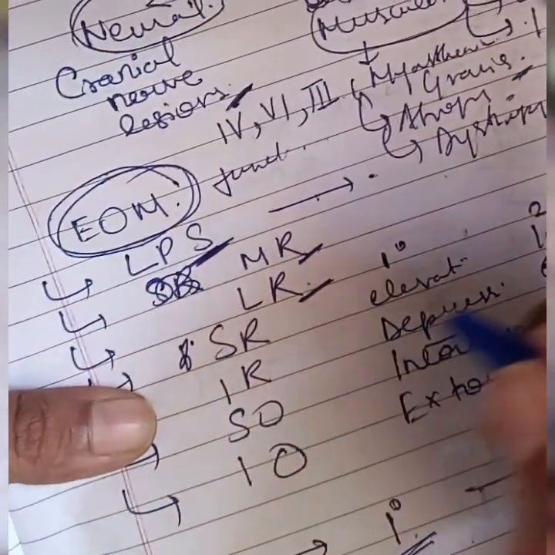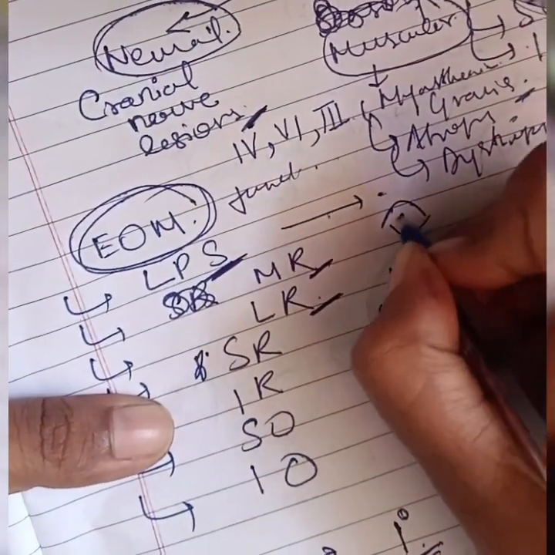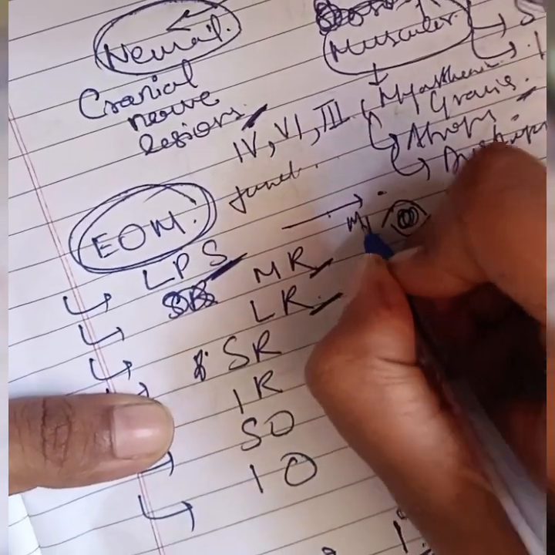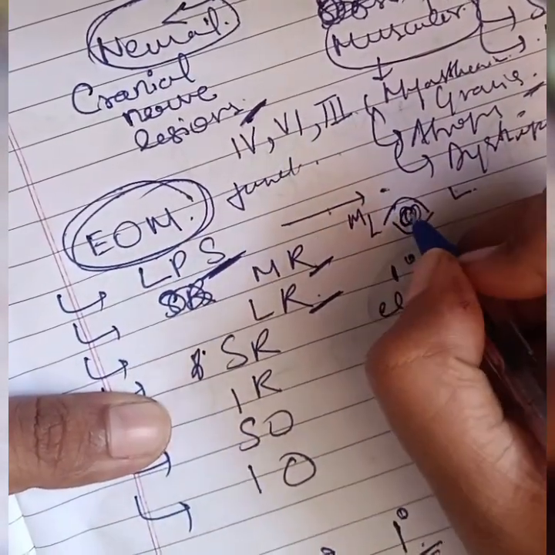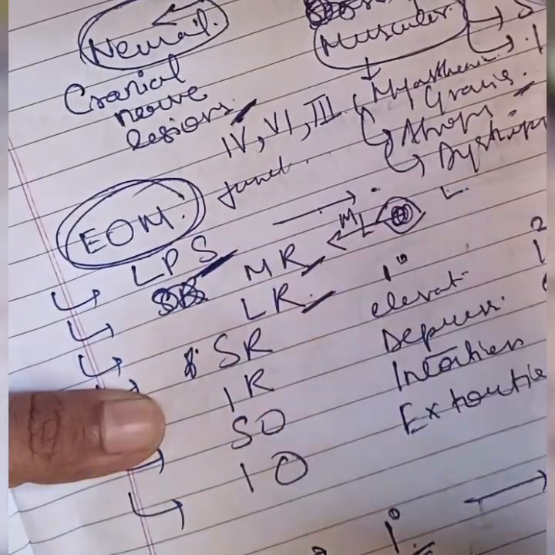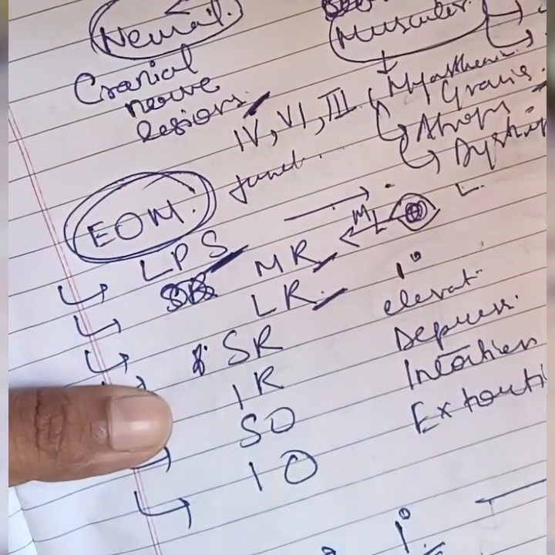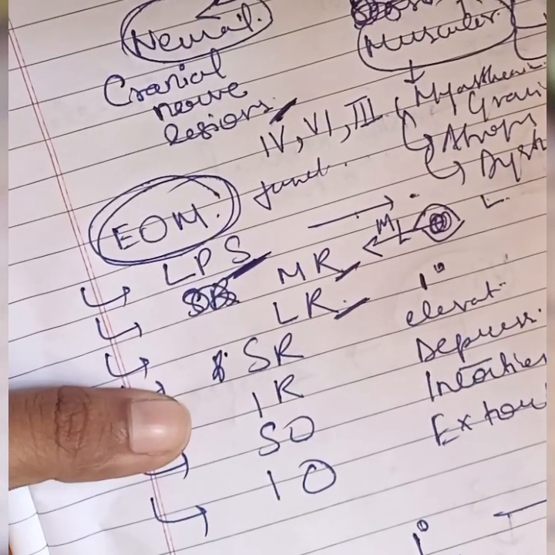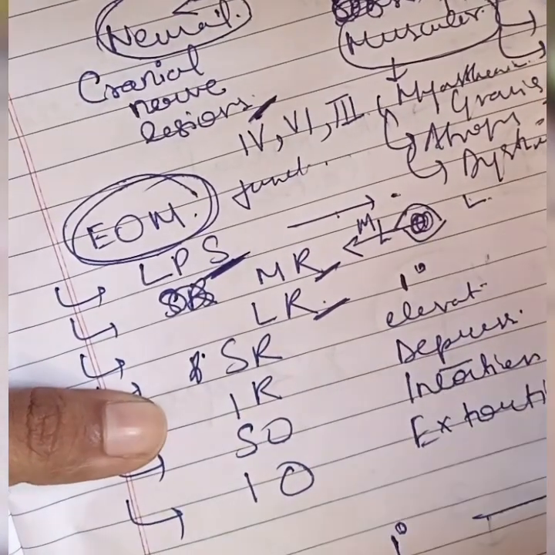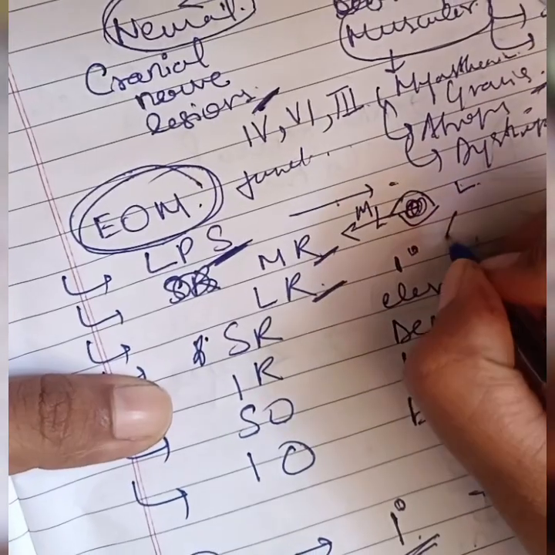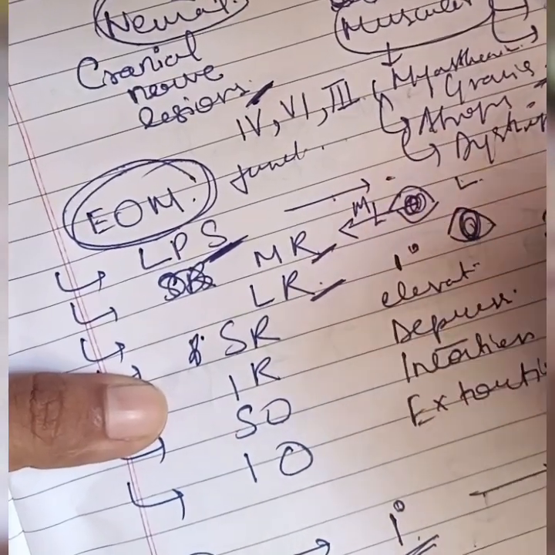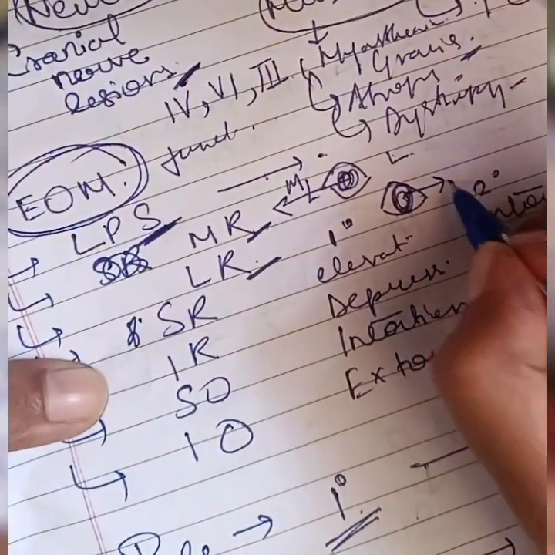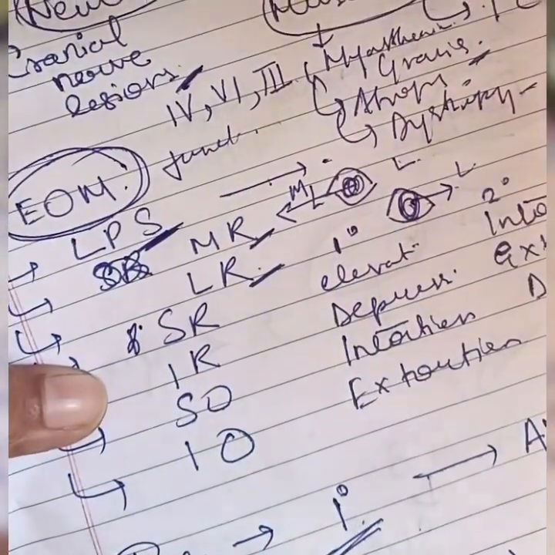Then medial rectus, lateral rectus, again it is very understandable. If this is your nose, this is the lateral side, this is the medial side, then the medial rectus of your right eye would basically produce an inward movement, that is adduction. And the lateral rectus would produce abduction, that is movement outside towards the lateral side.